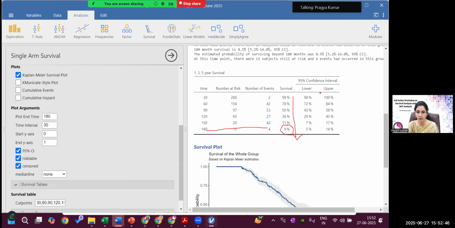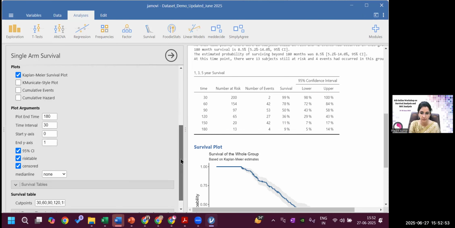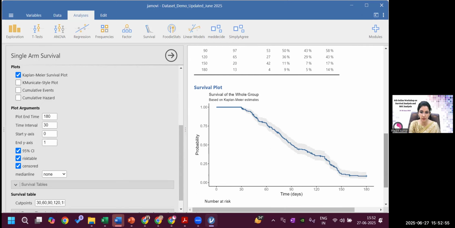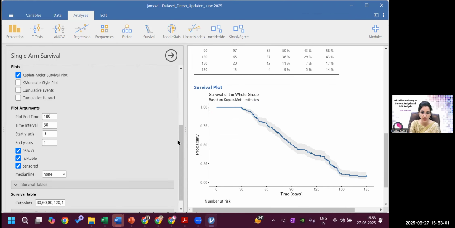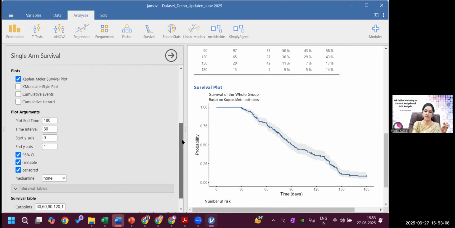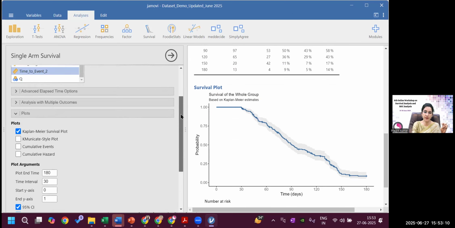And this gives you the lower and upper 95% confidence interval. And again, if you see, it is based on the Kaplan-Meier survival. This is not the life table one. This is the Kaplan-Meier. Because I said, generally life table is not used very commonly these days. So that's why in JAMOVI we could not find that option.